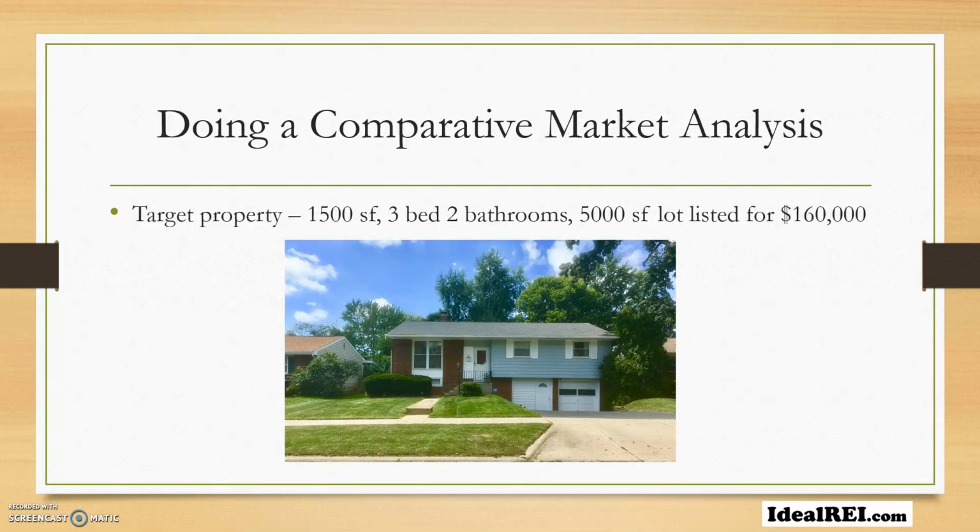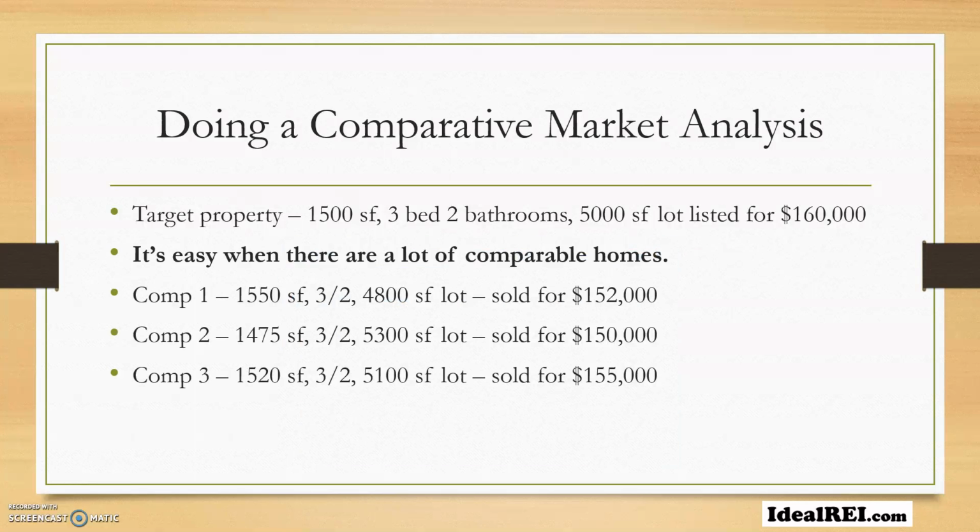So let's take a target property. Let's take this average home, 1,500 square feet with 3 beds, 2 baths, and maybe a 5,000 square foot lot, listed for $160,000. Pretty average in an average neighborhood. Now it's easy to estimate its value when there's a lot of comparable homes. So we're going to go online, look, and find recently sold homes. You can find them on MLS or Zillow or other websites like that. And you're going to pull at least 3 comparable sales.